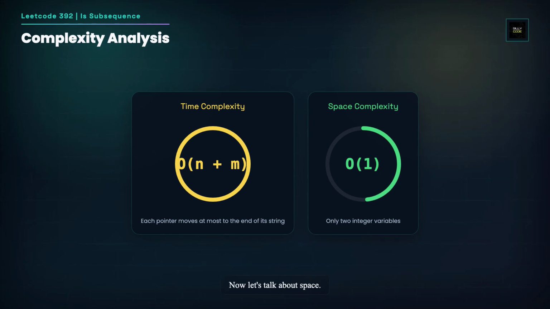Now let's talk about space. We only used two integer pointers. No extra arrays, no extra strings. So the space complexity is O of 1. This is the best possible solution for this problem.